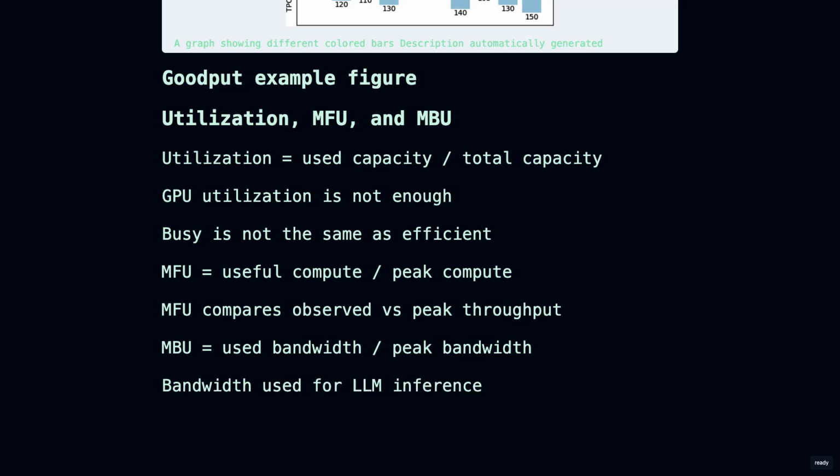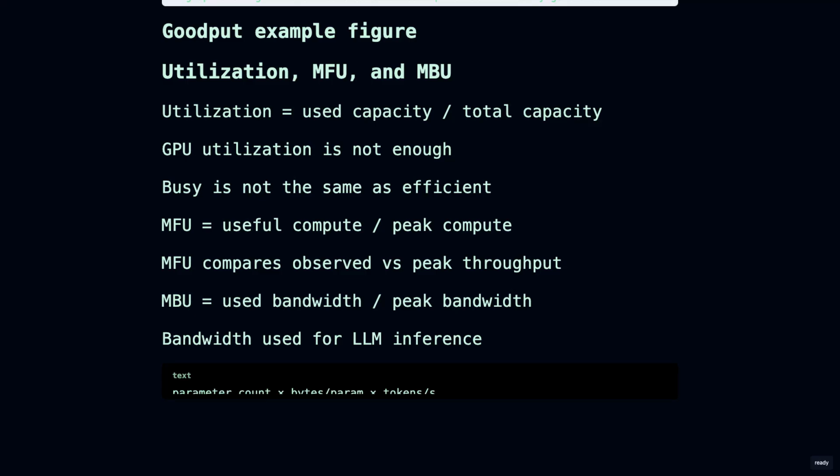For LLM inference, bandwidth usage can be estimated with a simple formula. It combines model size, bytes per parameter, and token rate. This expression estimates how much memory traffic the model creates per second. The bigger the model or the faster it generates tokens, the more bandwidth it consumes.